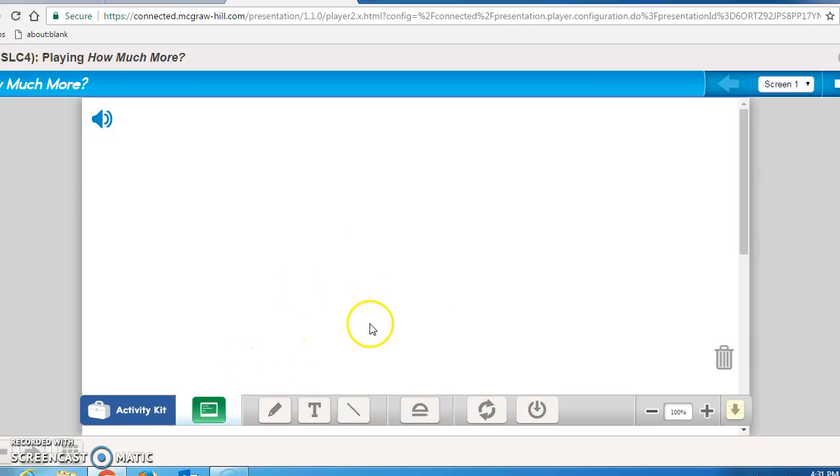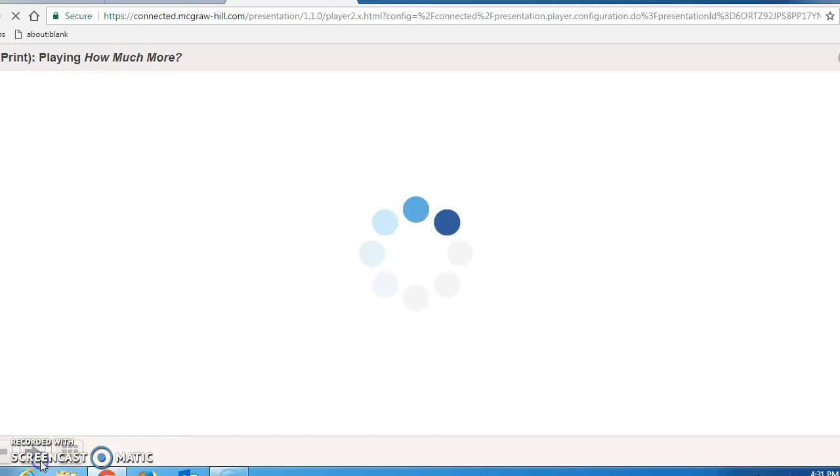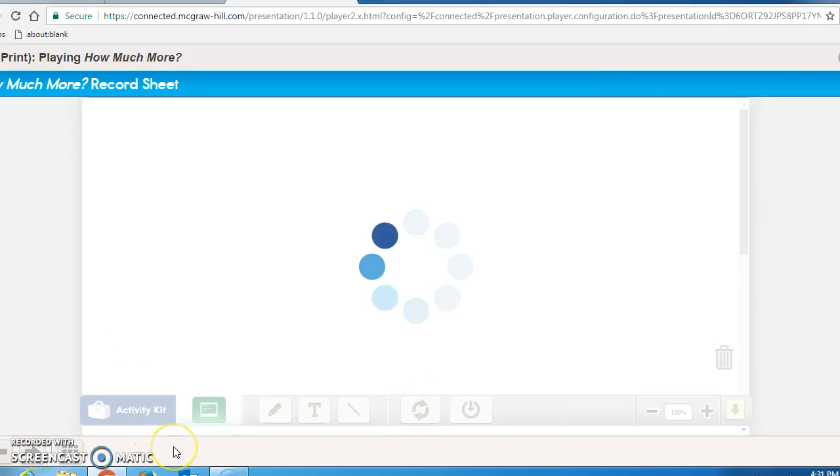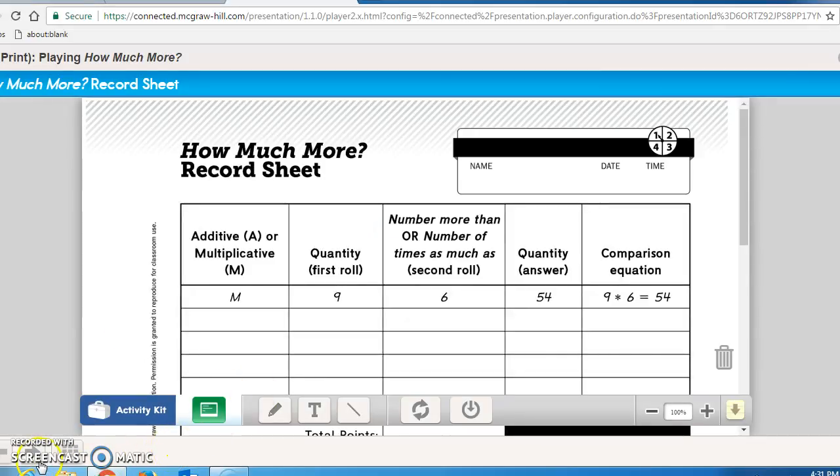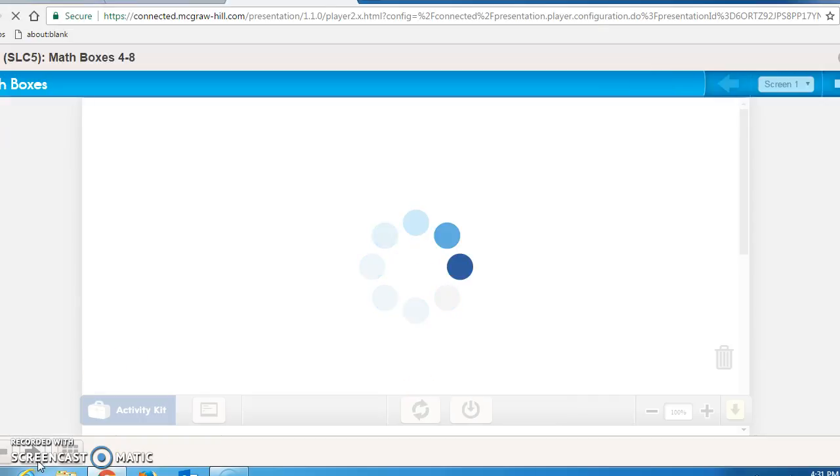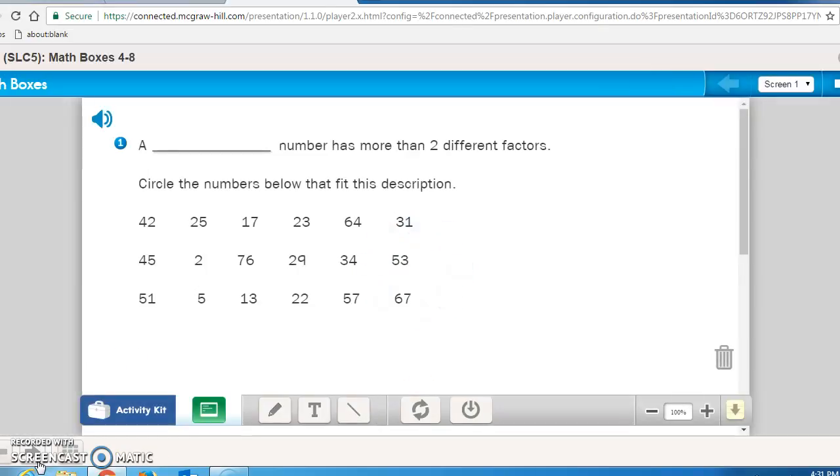Again, in the times, I'm hoping you'll notice that there are 60 seconds in 1 minute and there are 60 minutes in 1 hour. How much more is a record sheet used for playing a math game? And we are not going to be doing that right now.